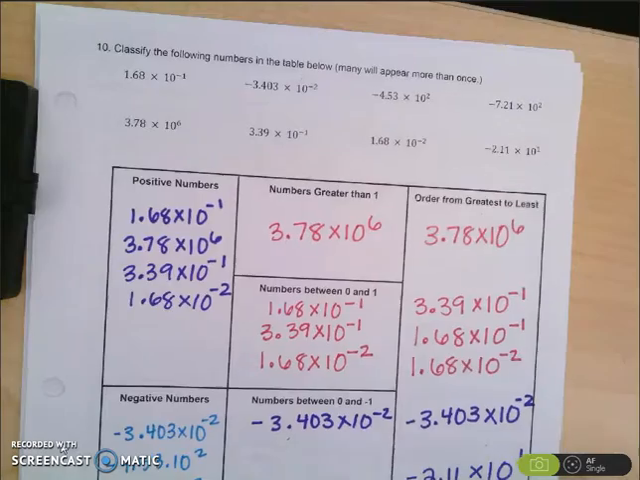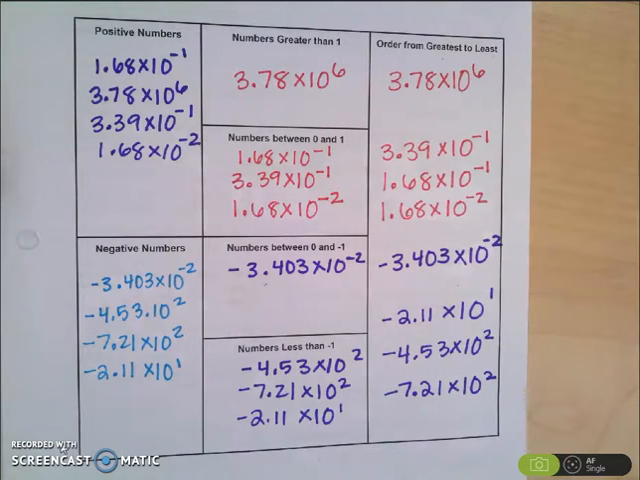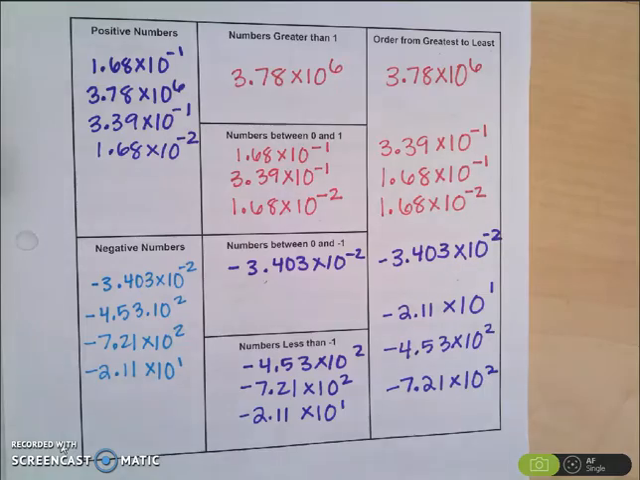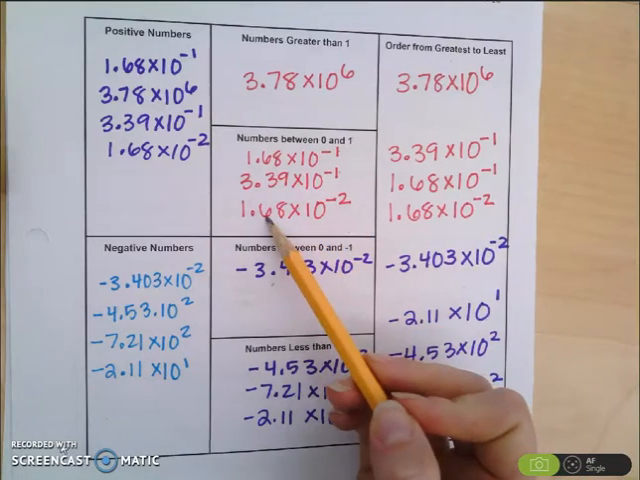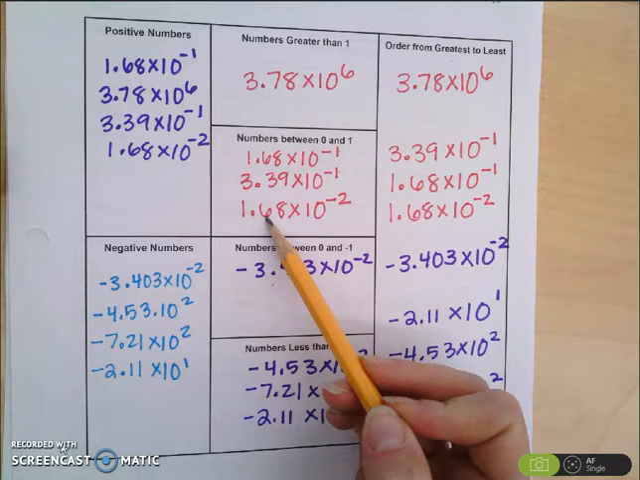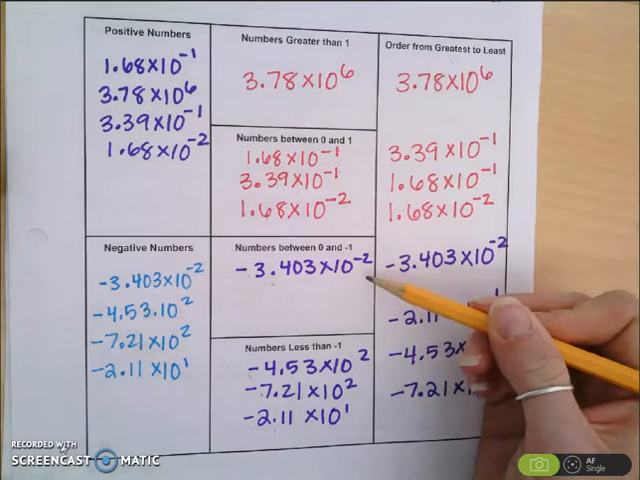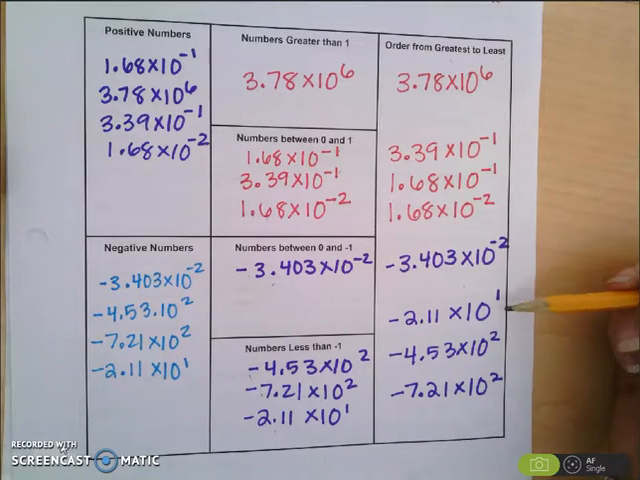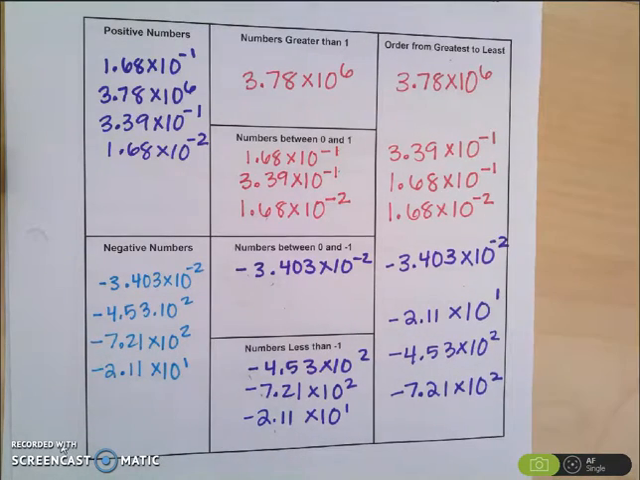Okay, let's take a look at how we classified our numbers. These are the answers in order from greatest to least. Notice between 0 and 1, these numbers have negative exponents, but my significant figures were positive, meaning they're decimals that are positive between 0 and 1. Here, we have our negative significant figures, and as the numbers are getting smaller or more negative, we have bigger values of our order of magnitude. Awesome. Make sure you're checking your work.